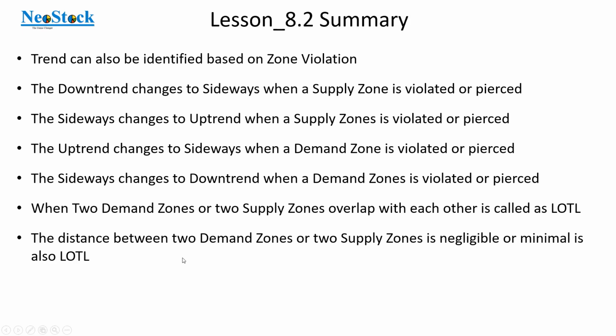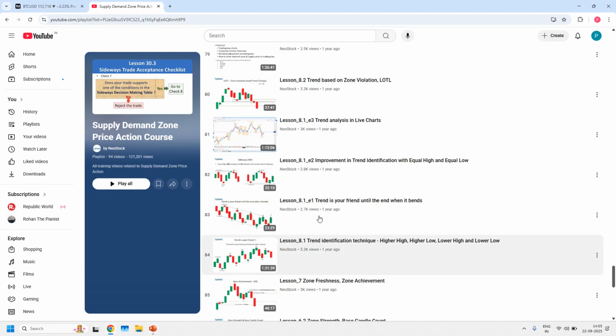And remember, in LOTL scenarios, the trend will change only if both the overlapped zones are violated, because they are already overlapped. Either both should be violated or both pierced, either scenario. If one overlapped zone is violated and the other one is not violated, the trend won't change. This is what you should understand. That's a very, very important point you should remember. So this is the summary of lesson 8.2. Now let's get into the examples videos.